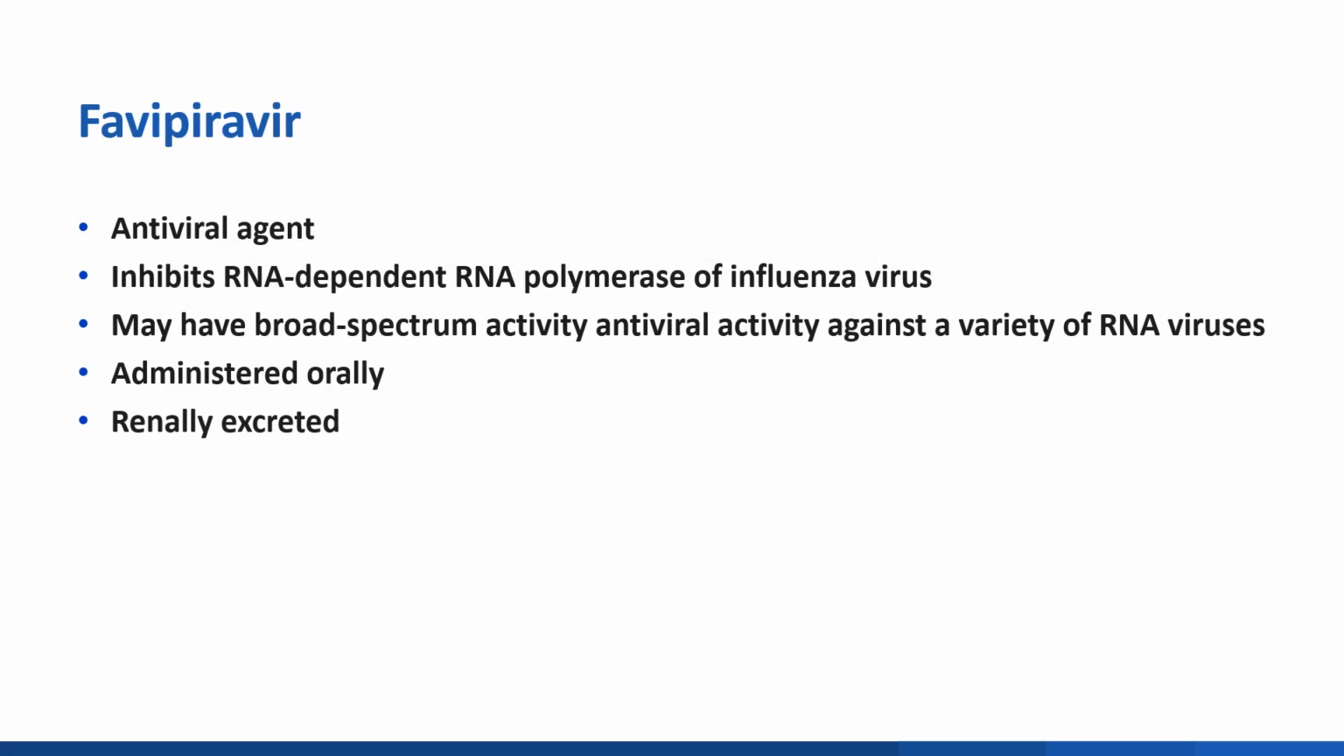Favipiravir is an antiviral agent that inhibits the RNA-dependent RNA polymerase of influenza viruses. In vitro and in vivo studies suggest that favipiravir exhibits broad-spectrum antiviral activity against a variety of RNA viruses. The drug is administered orally and is renally excreted.